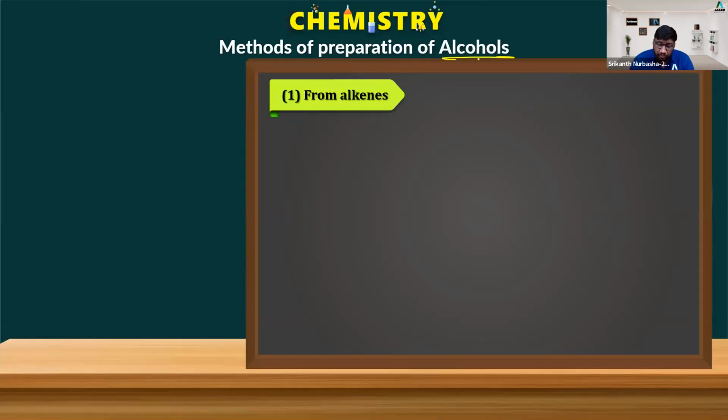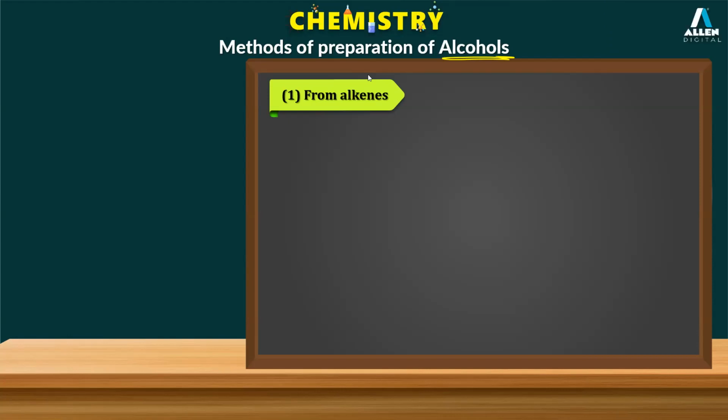Methods of preparation. How can we prepare alcohols from alkenes? Try to think of these preparations. We have studied alkenes, right? Look at the different types of reactions which we have seen in alkenes. Any reactions you remember where you get alcohols as products? Oxymercuration-demercuration, very good. Next, hydroboration. Any other? Addition of water.